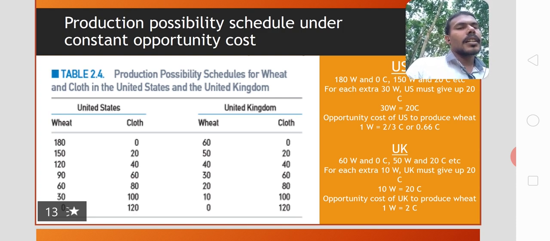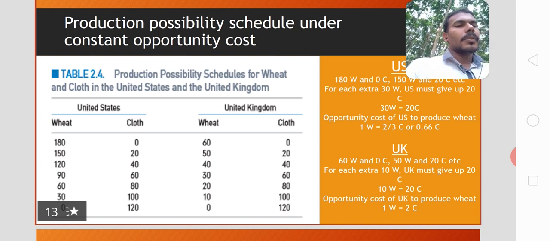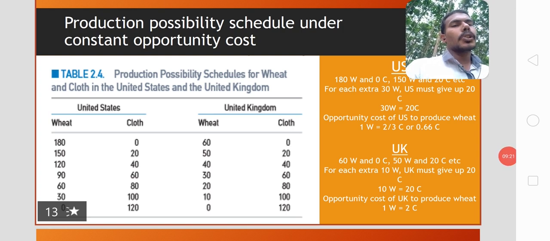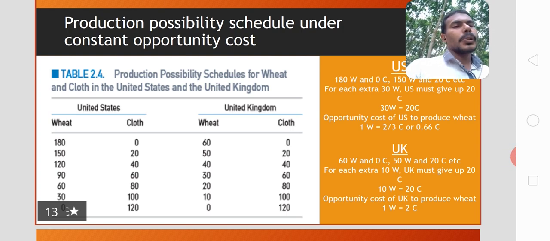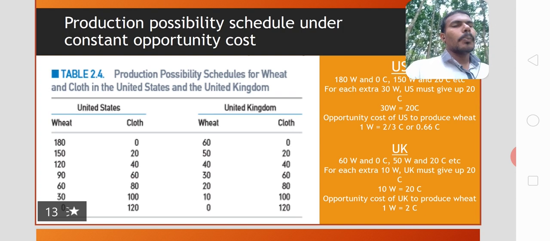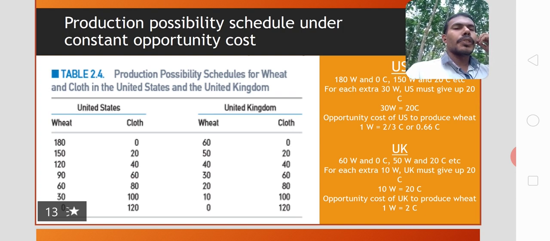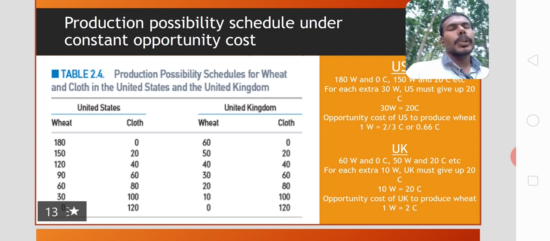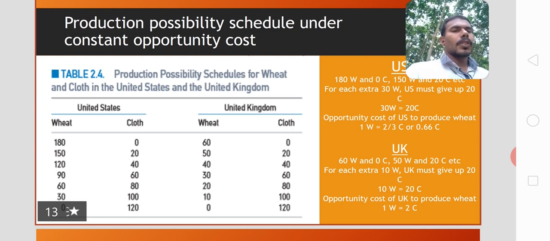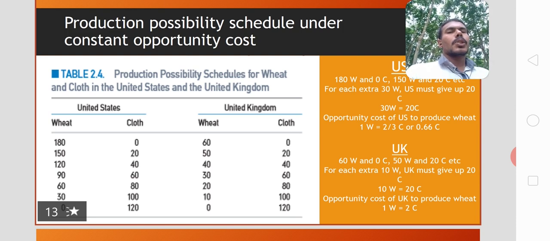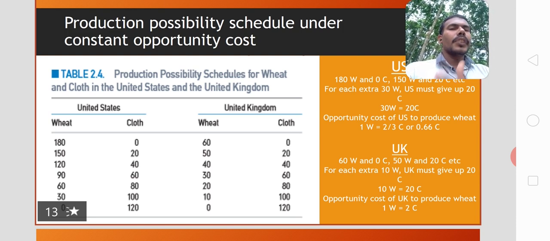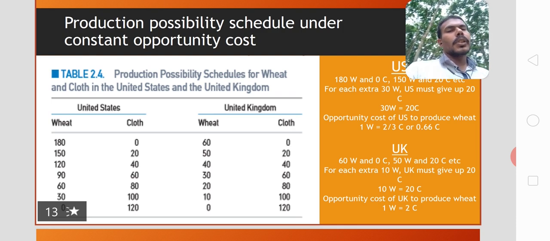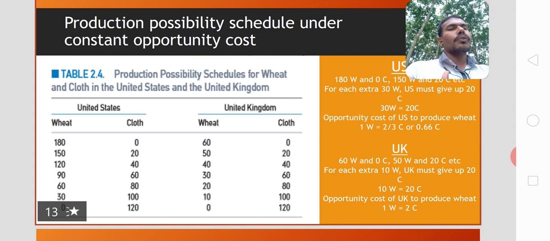So 1 by 2 is the opportunity cost of UK to produce cloth. 1 by 2 is 0.5. 0.5 is the opportunity cost of United Kingdom to produce cloth. That is well below the United States opportunity cost of cloth. So US opportunity cost of wheat is lower than that of UK, and UK's opportunity cost of cloth is lower than that of US.